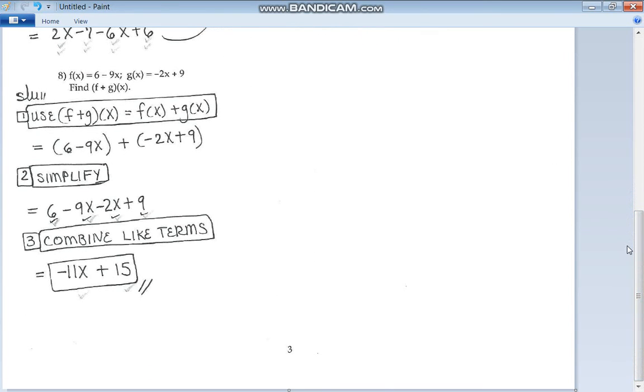And finally, for question number 8, you're given f and you're given g. But this time, it's a different f and g, and you're asked to find something else. You're finding f plus g of x. So we're going to use this definition. It's the same as f of x plus g of x. We're using parentheses again. It's f of x, 6 minus 9x, plus g of x, which is negative 2x plus 9. Now drop the parentheses carefully and combine like terms for your final answer, negative 11x plus 15.